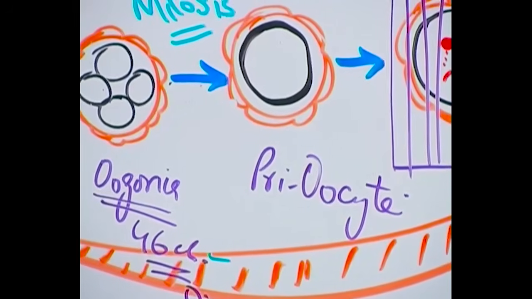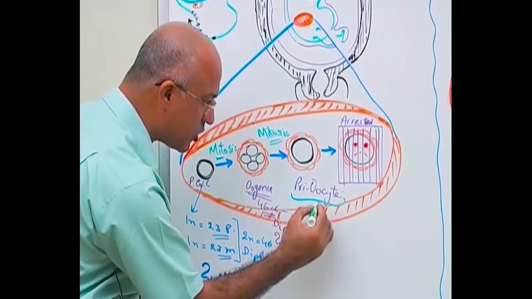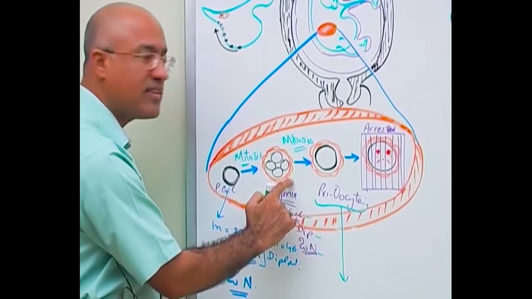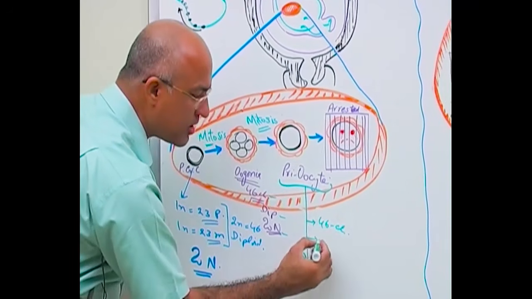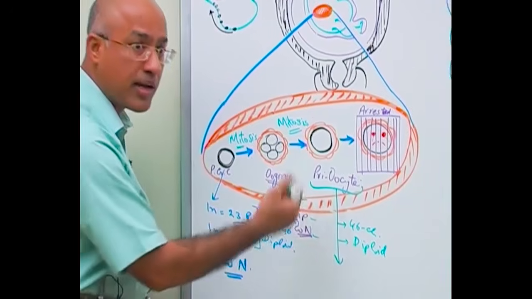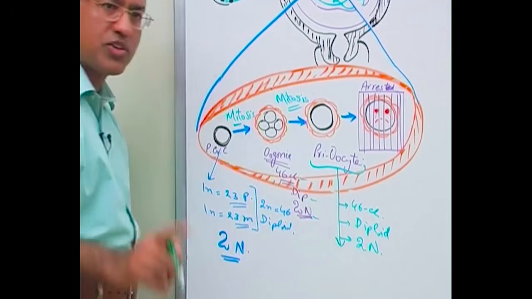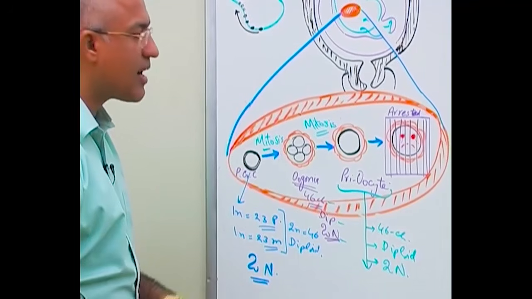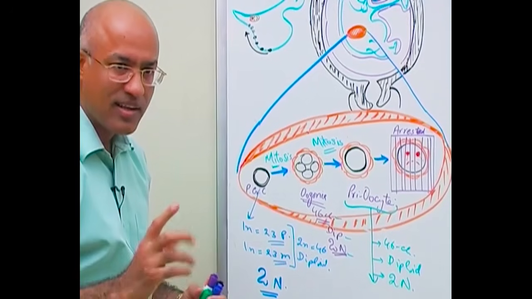Because primary oocytes are produced by the mitosis of oogonia, their genetic makeup is the same as oogonia. It means they also have 46 chromosomes, so they are also diploid cells. Primary oocyte, like a primary gamete, is diploid, and their DNA is 2n. Any question here?